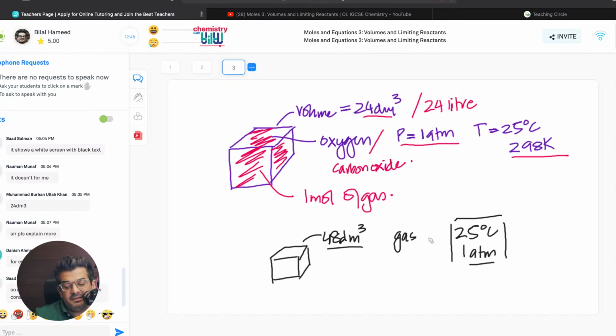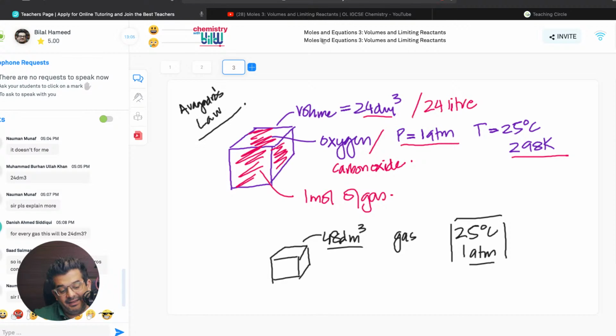So, no, that is Avogadro's law. This is Avogadro's constant. But yes, similarly, it can't be the same thing, but it's based on the same principle. So this is called Avogadro's law. Constant is a number, law is an idea.